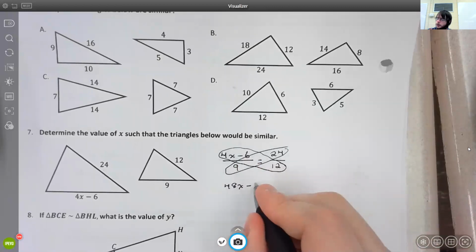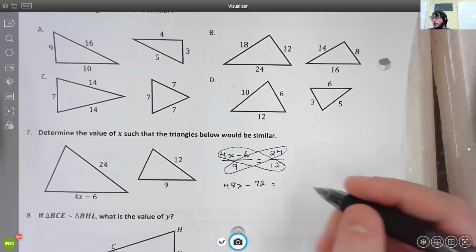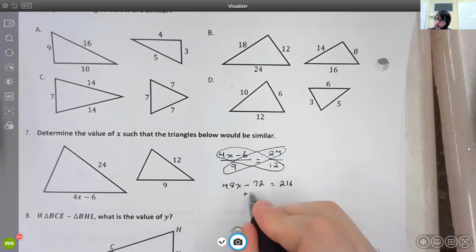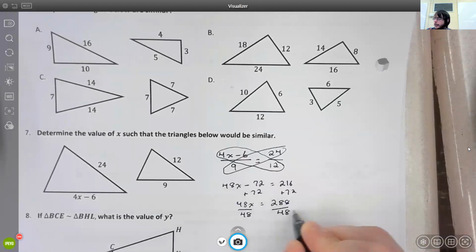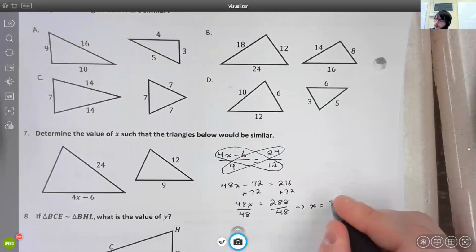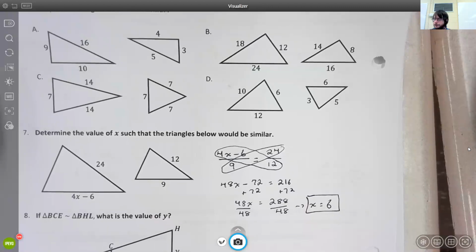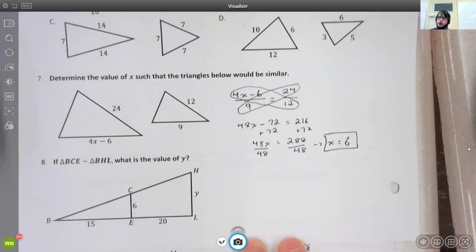12 times 6 gives you 72, and it's negative. And 9 times 24 gives you 216. Then you add 72 to both sides, and you get 48X is equal to 288. Divide both sides by 48, and you get that X is equal to 6. Okay. In some problems, it will ask you to plug in the value of X to find something else, so make sure you pay attention to what the problem wants you to do.